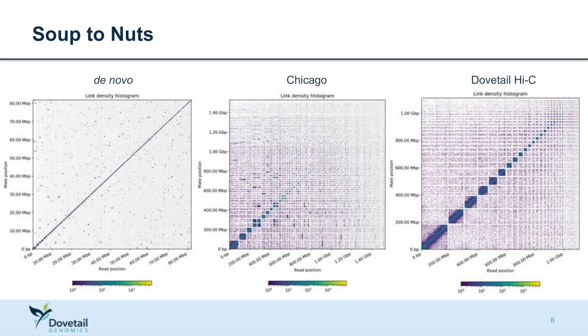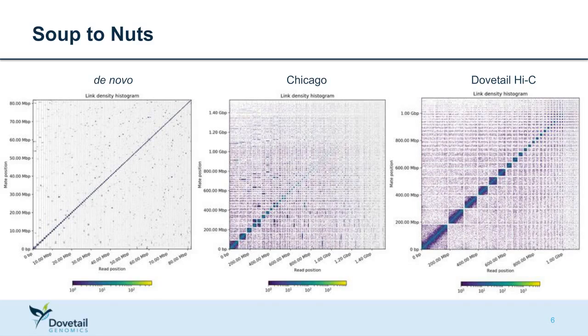Pairs that are close together in these plots will fall very close to the diagonal, and pairs that are far apart will fall further and further from the diagonal. Ideally, what you would like to see if you have a perfect assembly is a nice strong signal along the diagonal and little else out too far from that.